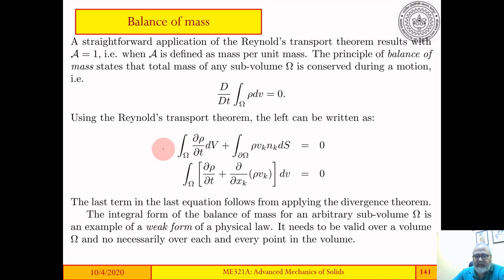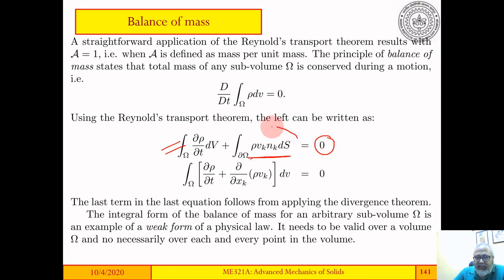So this is my balance of mass, the Reynolds equation for balance of mass, equal to 0, because inside omega no net mass change is happening. However, mass can still be flowing inside the body. So that possibility is here. Mass can flow from one point to another point with the velocity. And that possibility is in this term, but the total rate of change has to be equal to 0.